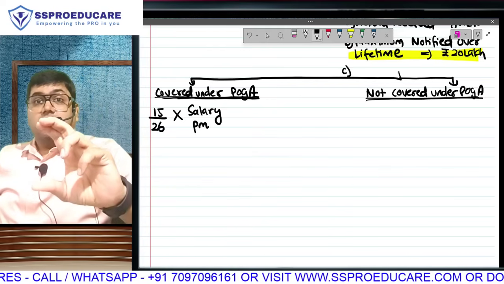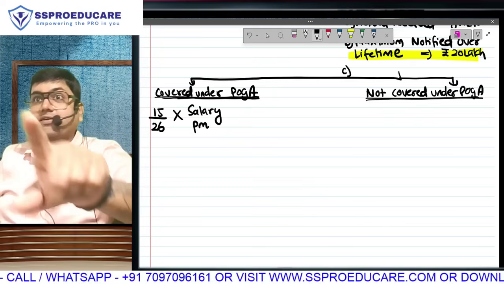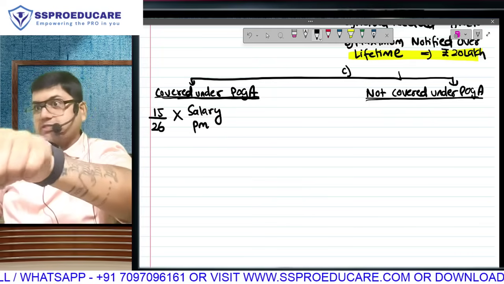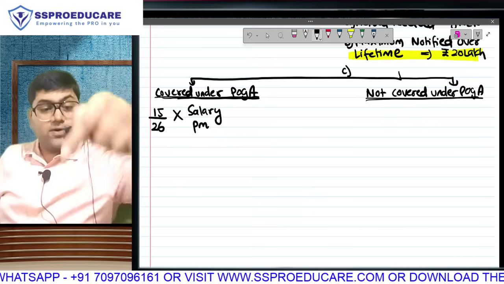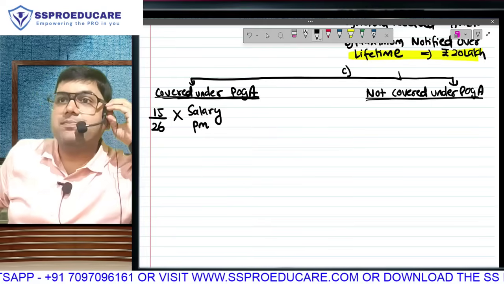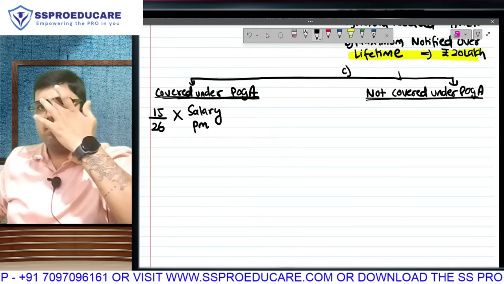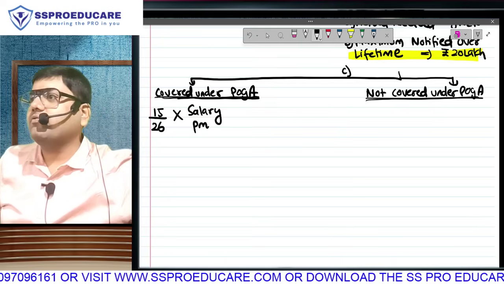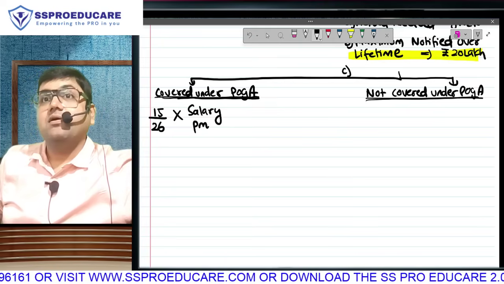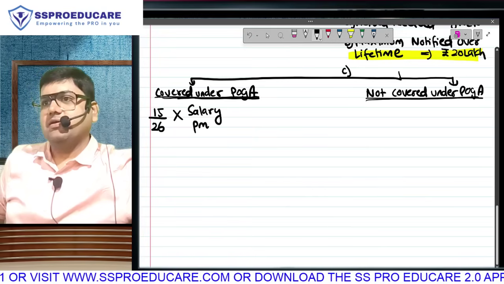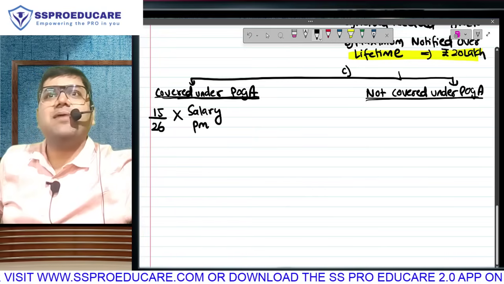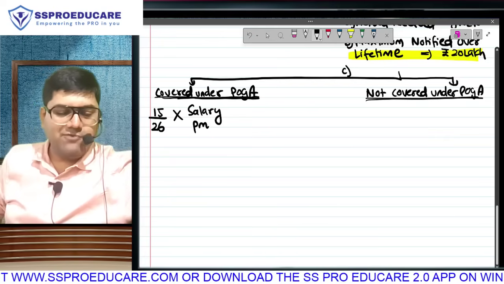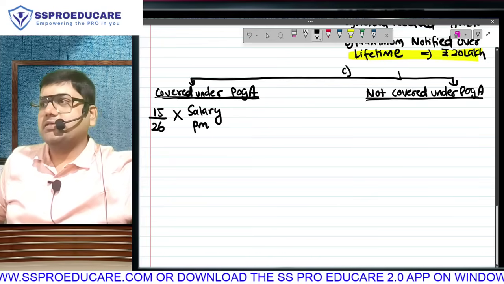Anyway, it is 15 by 30 according to you. But according to them, it is 15 by 26, because they believe that you have to work only 26 days in a month and still get the full month's salary. So half will not be 15 by 30, that is 1 by 2. Half will be 15 by 26.